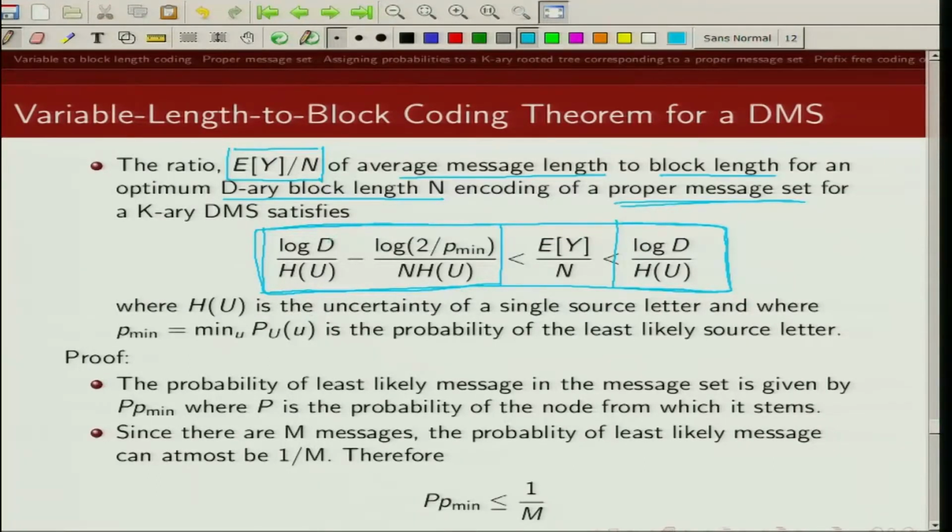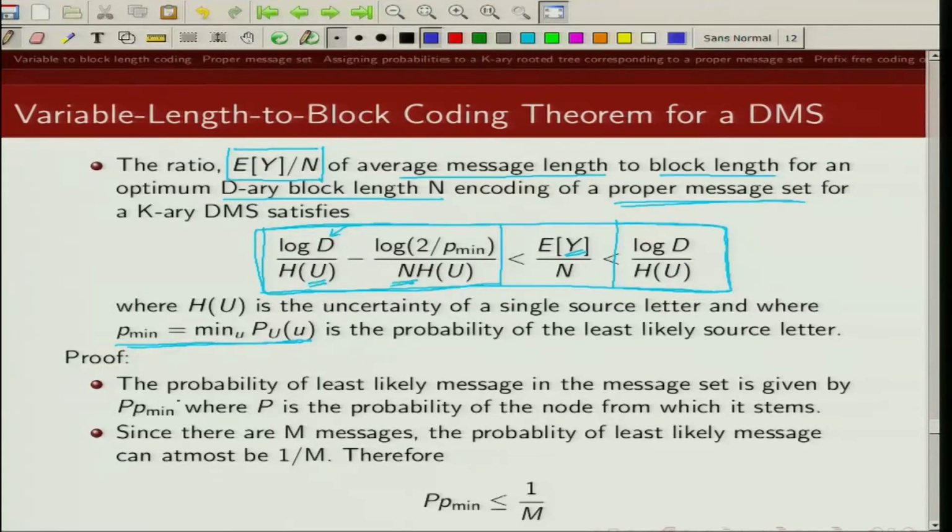where d is the alphabet size of the output code word, u is basically my source letter emitted by the discrete memoryless source, P min is the minimum probability, the probability of the least likely source letter. N is my output code word length. Y is the length of the parsed sequence. So expected Y is the average input length. Okay, so let us prove this result.